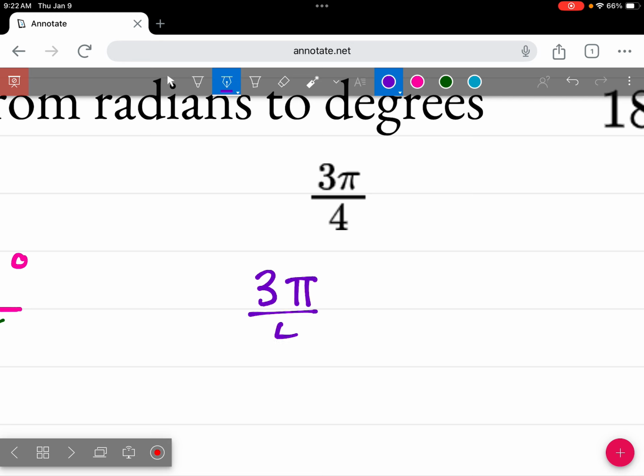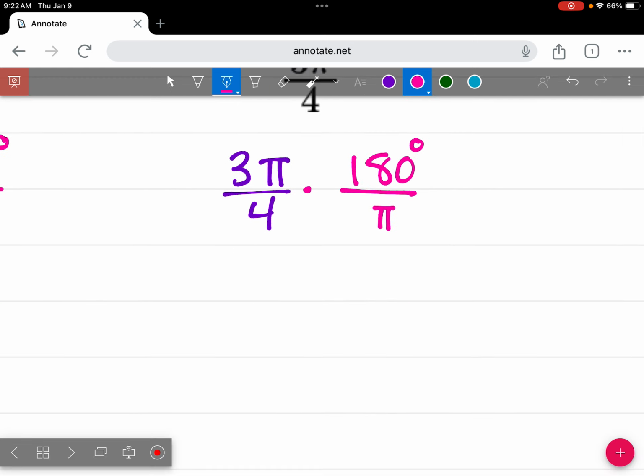3 pi over 4. We're going to make our 180 degrees over pi. And you can simplify these in whatever order you want to. You do not have to do the full multiply across and then simplify. You can simplify as it is right now if you want to. Well, we notice that 180 does in fact divide by 4. What do we get when we multiply this fraction together and simplify?